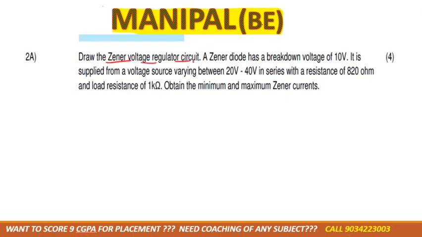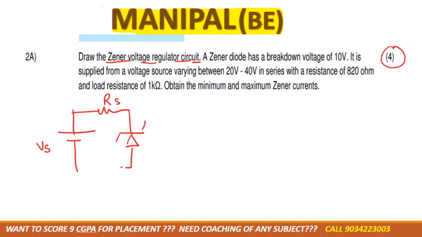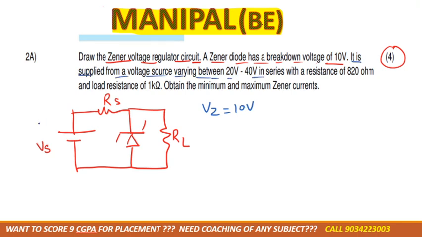They said draw the Zener voltage circuit. It is a 4 marks question. So the Zener voltage circuit is: this is the supply voltage, this is the supply resistance, this is the Zener diode, this is the load resistance, denoted by RL. Now they said the Zener diode has a breakdown voltage of 10 volt. It is supplied from a voltage source varying between 20 volt and 40 volt. So the supply voltage varies from 20 volt to 40 volt. Series resistance they have given as 820 ohm. Load resistance they have given as 1 kilo ohm.